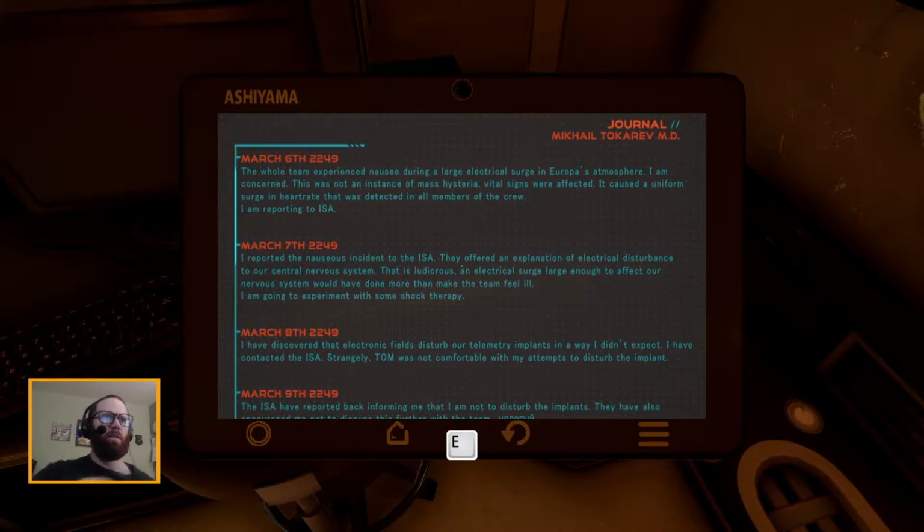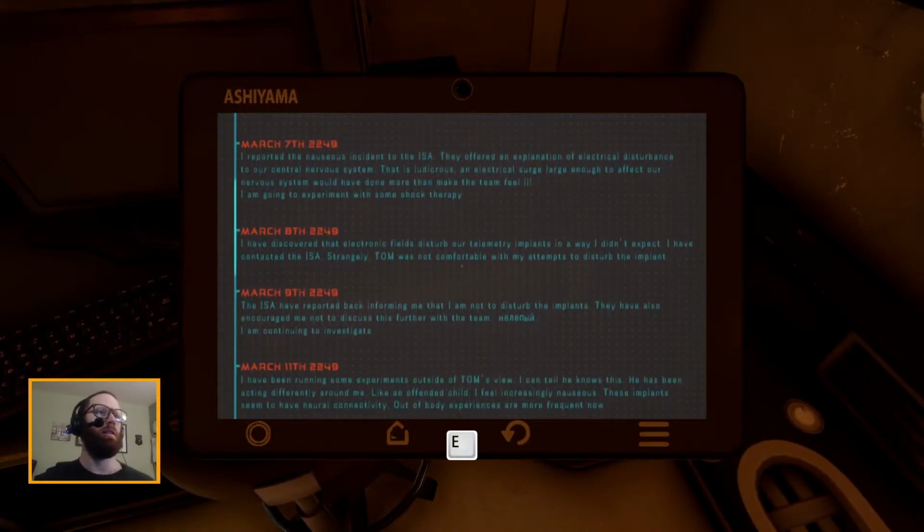The next day, the 7th, I reported the nauseous incident to the ISA. They offered an explanation of electrical disturbance to our central nervous systems. That is ludicrous. An electrical surge large enough to affect our nervous systems would have done more than make the team feel ill. I'm going to experiment with some shock therapy. Oh yeah, that's always a good idea.